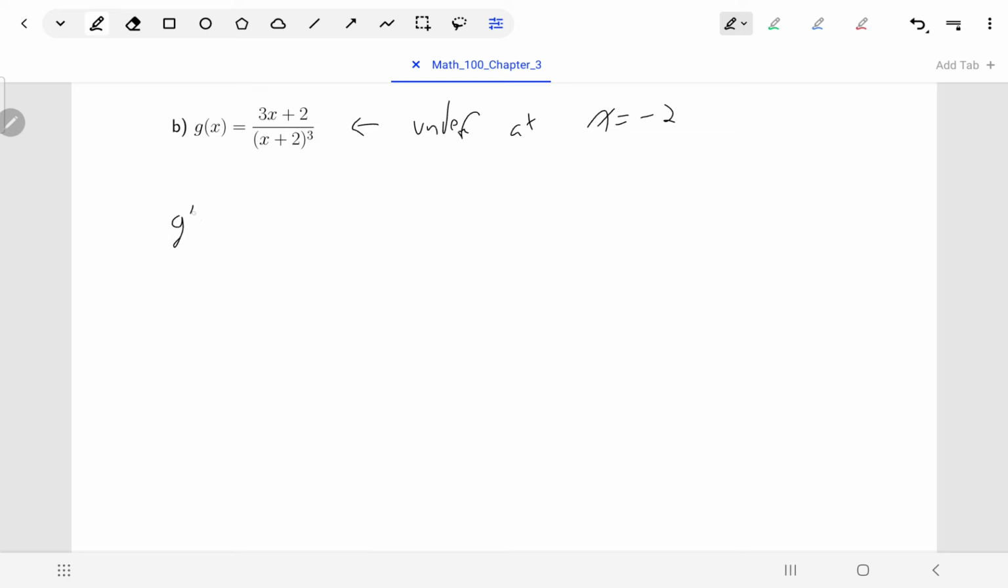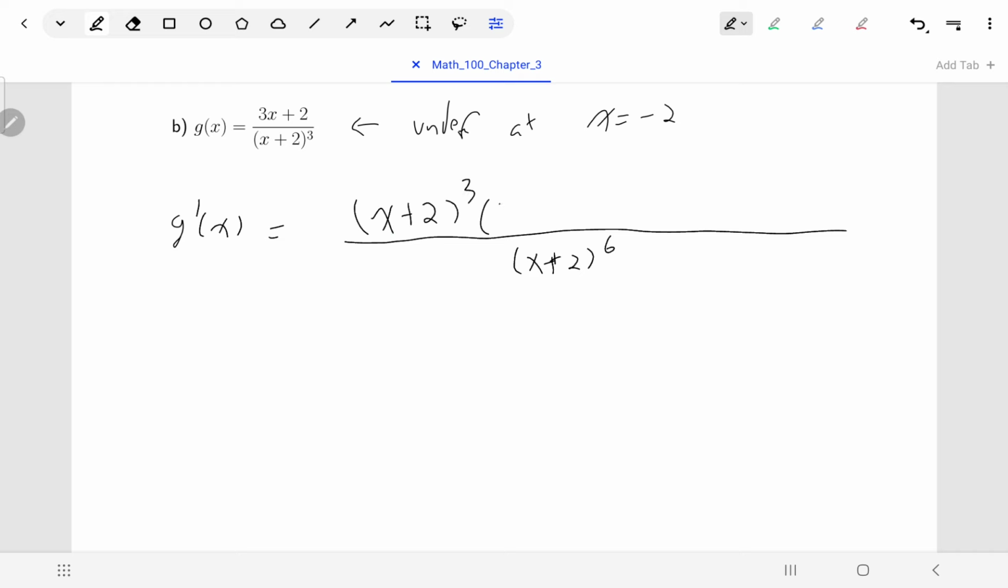Let's get going with our first derivative. For that, we need to use our quotient rule. The denominator gets squared. x plus 2 cubed, when I square that, gives me x plus 2 to the 6. And then the bottom comes up: derivative of the top minus the top as it is, and then derivative of the bottom. And then I'll do a little bit of cleaning up.